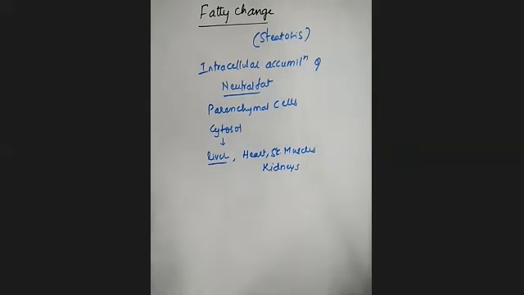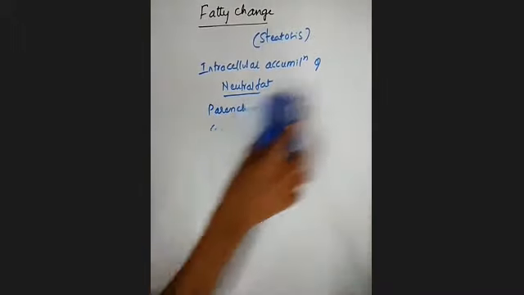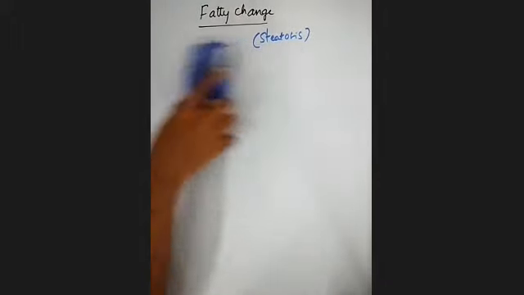Mainly this will be deposited in the cytoplasm, not inside the organelles, and mainly in the liver, because we call it a fatty tissue. It can also be deposited in other non-fatty tissues like the heart, skeletal muscles, and the kidneys. Clear? For your understanding, we will discuss this fatty change with one example of a disease.